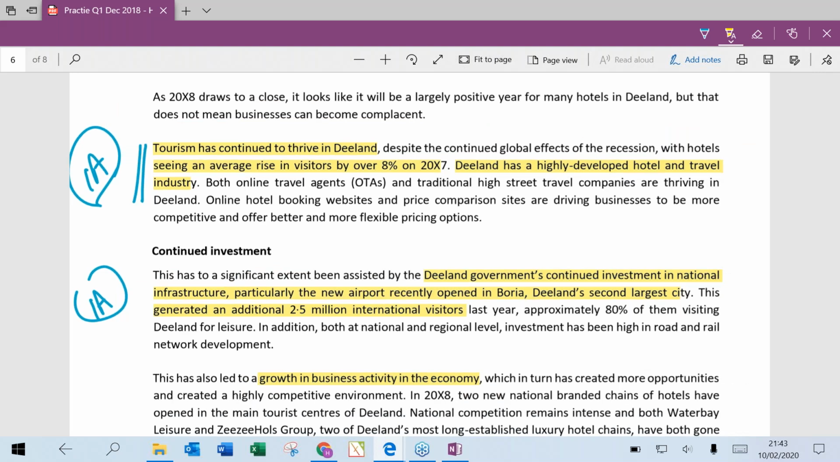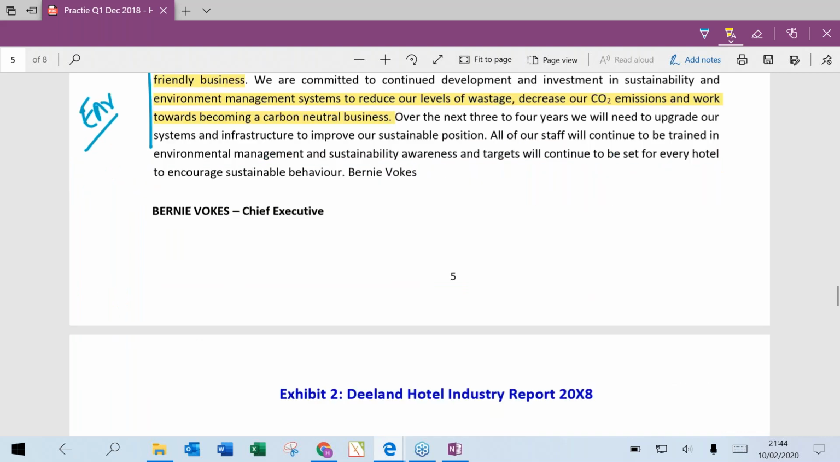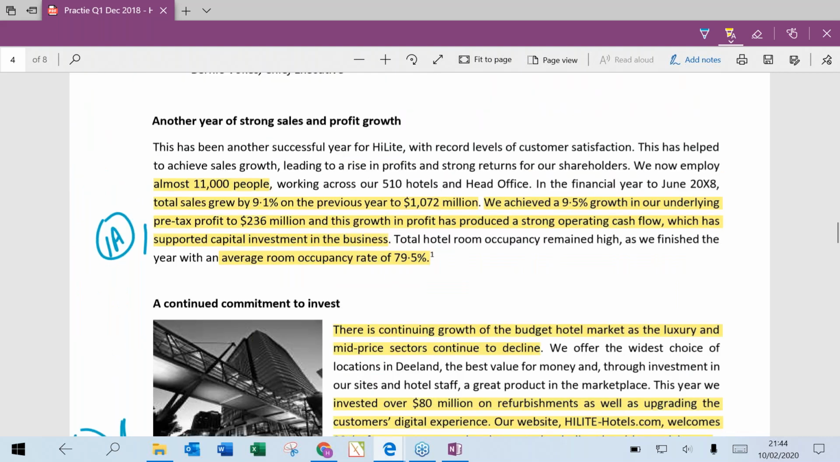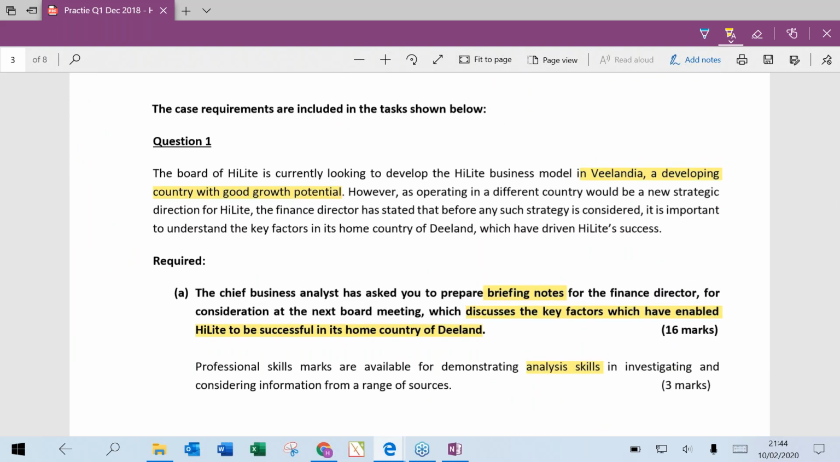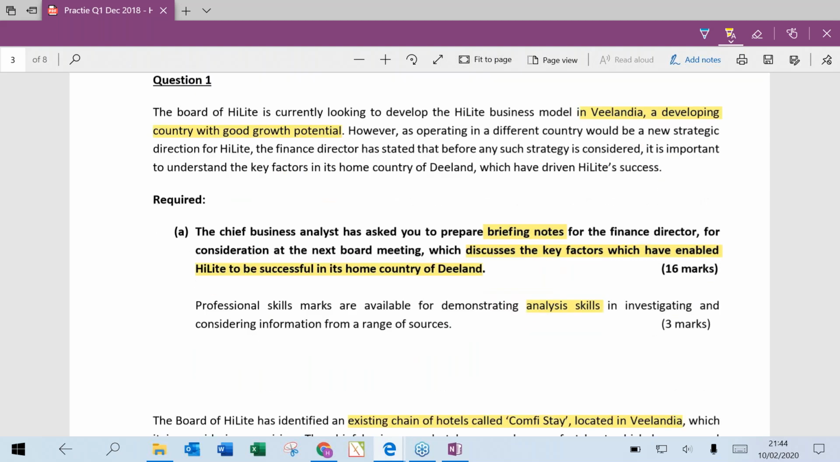That's it. So we will read the rest of the exhibit later, but for tonight, whatever we highlighted is more than enough. So now let me show you the drafting of requirement 1A. Let's read the requirement. The chief business analyst has asked you to prepare briefing notes for the finance director for consideration at the next board meeting, which discusses the key factors which have enabled Highlight to be successful in the home country of D-Land.